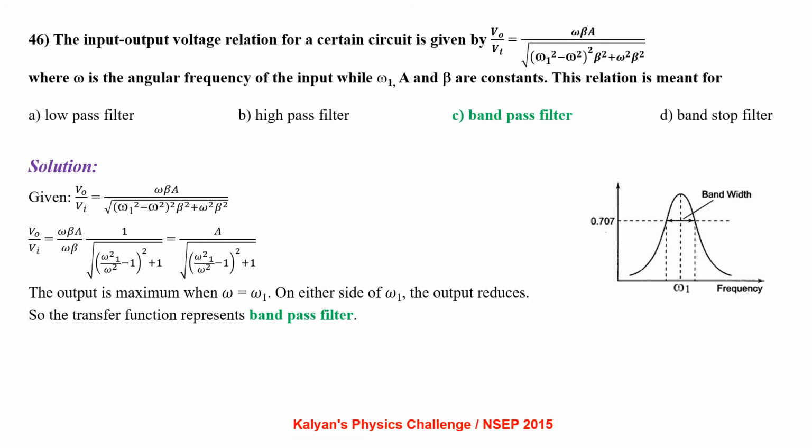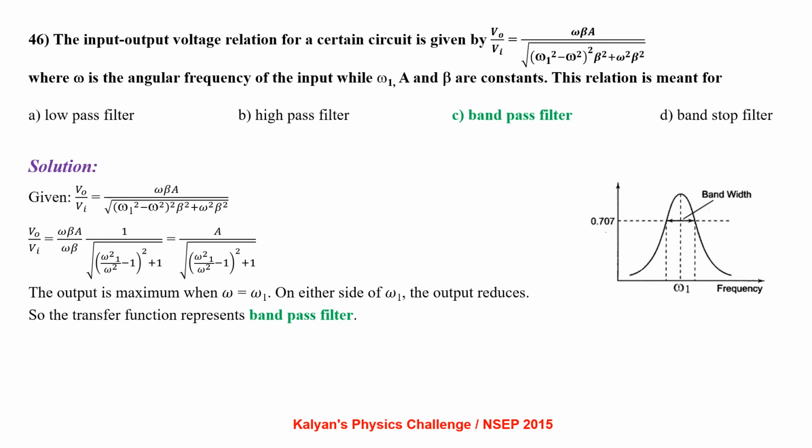The input-output voltage relation for a certain circuit is given by V0 by Vin equal to omega beta A by root of (omega 1 square minus omega square) whole square beta square plus omega square beta square, where omega is the angular frequency of the input while omega 1, A and beta are constants. The relation is meant for.